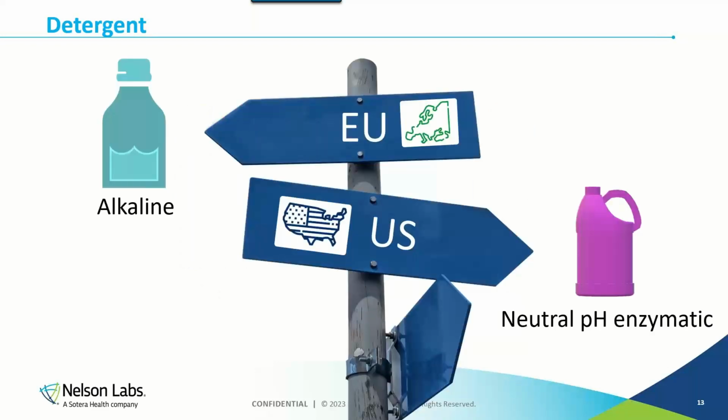And here we have a distinction, not really in terms of guidelines, but in terms of hospital practices. So we see that hospitals in Europe really prefer to use alkaline detergents. Whereas in the US, neutral pH enzymatic detergents tend to be preferred. So depending on which target market you have, we would suggest validating a different detergent and having a different detergent in your IFU.